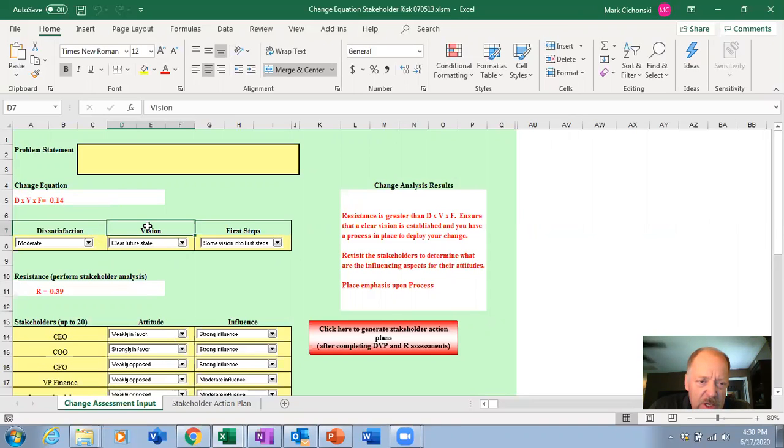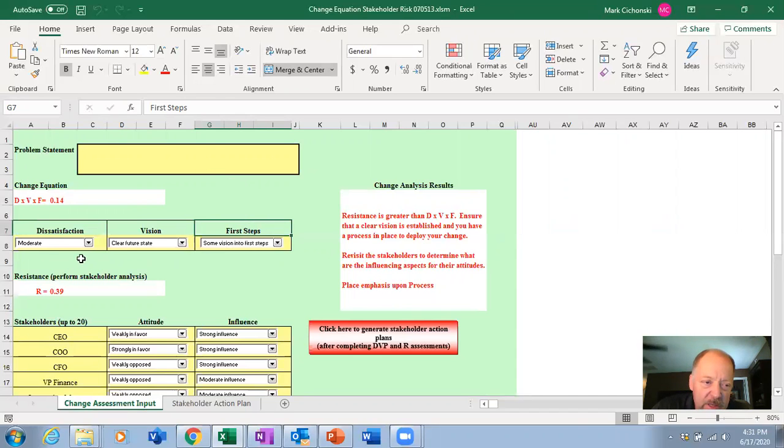Vision is, do you have a vision for where you want to go in the future state? So if everybody's like, hey, yeah, things are really bad, but I don't really know where I want to go, it's probably not going to succeed very well. And then the last one, F, is the first steps. Does the management team have any idea about the first steps that they want to take along that journey? And that helps build confidence.